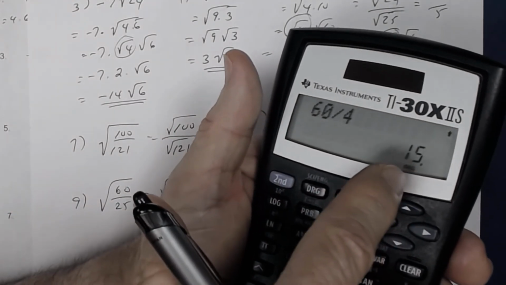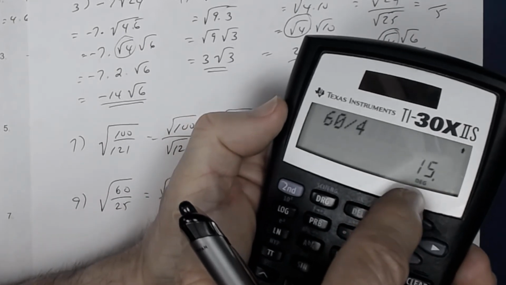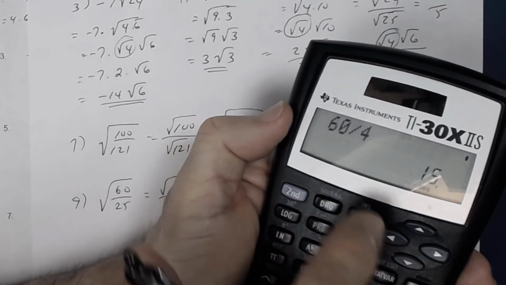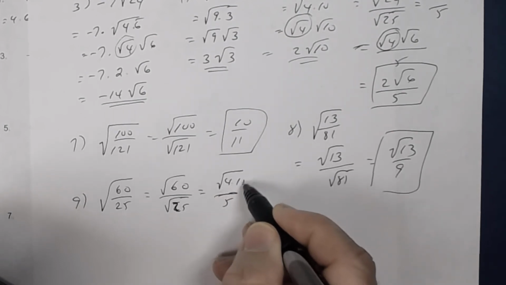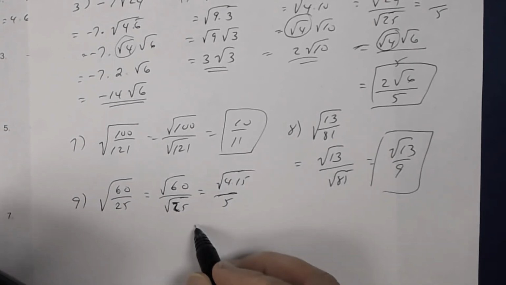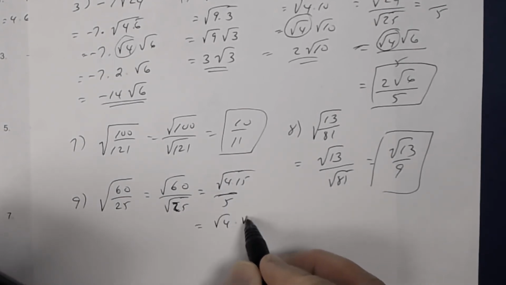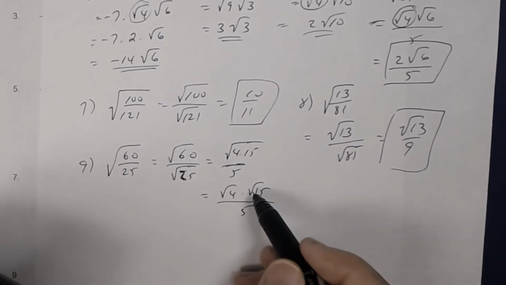Now, ask yourself about this 15. Is there a perfect square besides one that goes into 15? No. So you're done. So that's going to be the square root of 4 times 15, right? And then I would rewrite this as the square root of 4 times the square root of 15 divided by 5, and then simplify as much as you can.